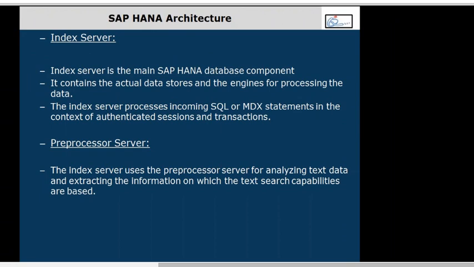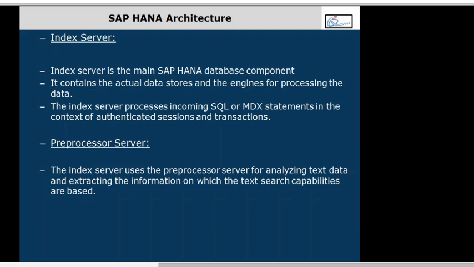When you start up your HANA server, first it starts up the server called daemon service. The main responsibility of the daemon is starting up all other services, like the index server, name server, pre-processor server, or the access engine. All those will be brought up by using the daemon. The daemon is the one which triggers all other services.